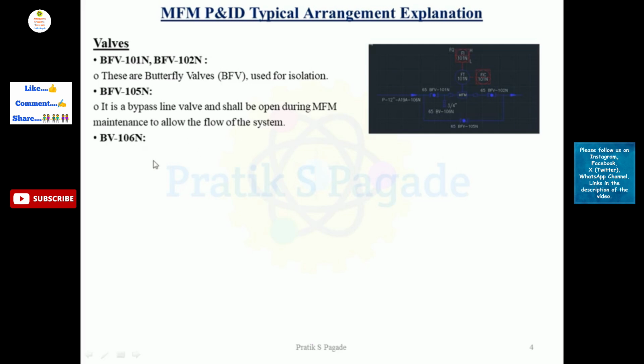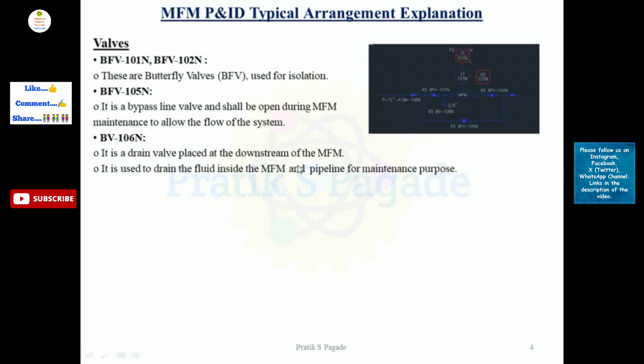Okay, and here BV106, that is ball valve. It is a drain valve placed at the downstream of the MFM. It is used to drain the fluid inside the MFM and pipeline for maintenance purpose. Okay, during the maintenance we need to drain out all the fluid inside the MFM and this pipeline, as you can see here. Okay, that's why we use here drain.